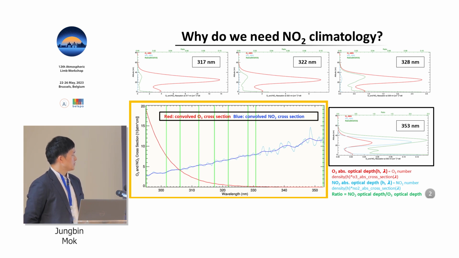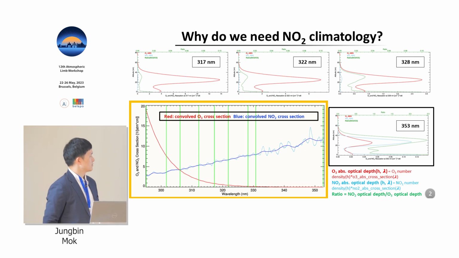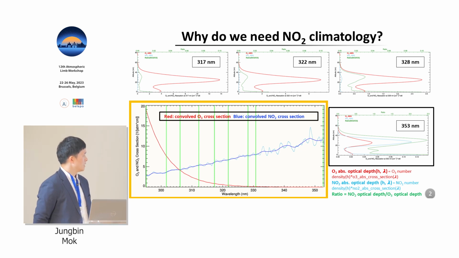Also, I plotted the ratio of NO2 optical depth divided by ozone optical depth. Here you can see the upper axis. Especially at 353 nanometers, you can see the ratio increasing to 2.5 at 30 kilometers. That is very significant compared to ozone optical depths.